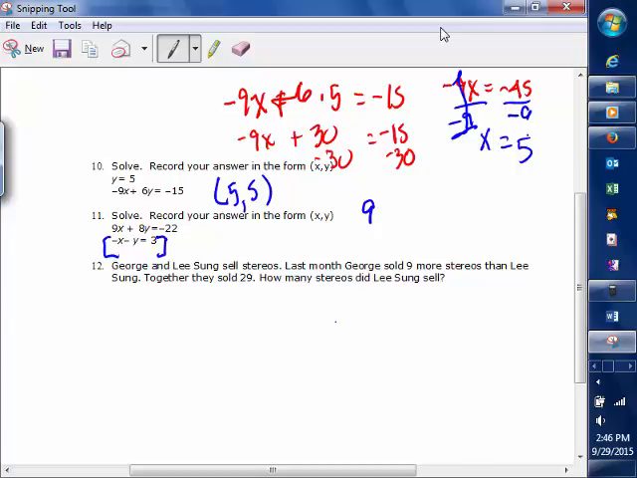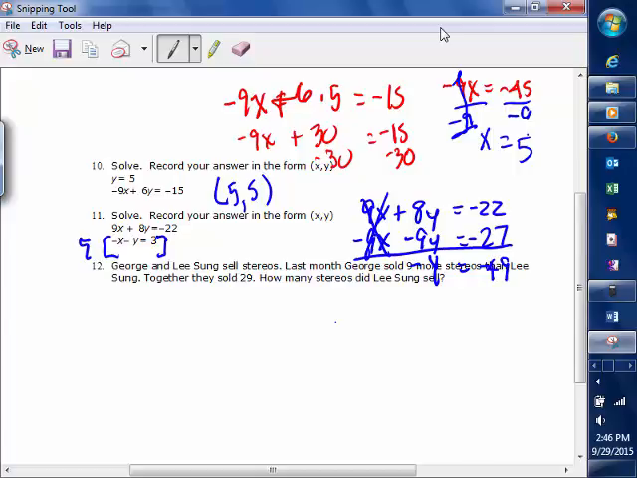Okay, so we have 9x plus 8y equals negative 22. And I'm going to multiply the second equation by 9, so we get negative 9x minus 9y equals negative 27. So I add them together. This cancels. This is negative y is negative 49.